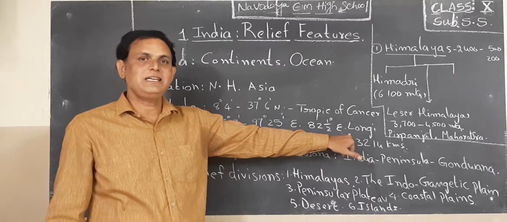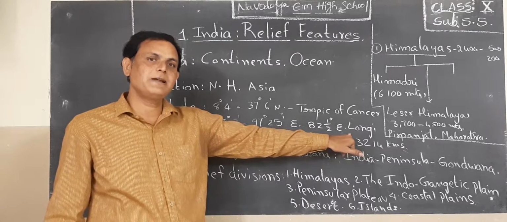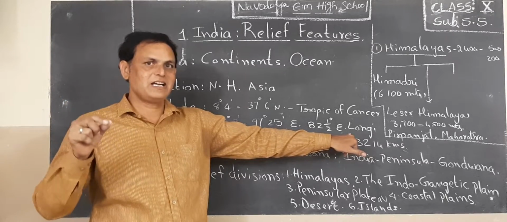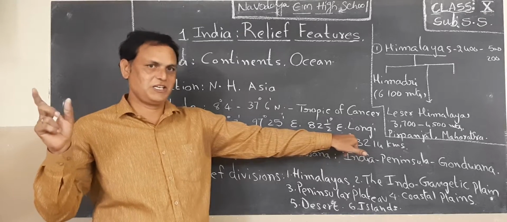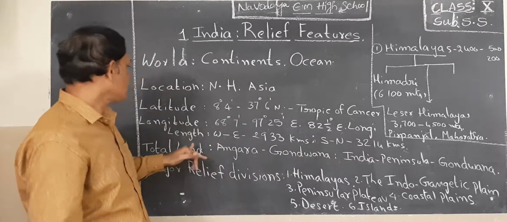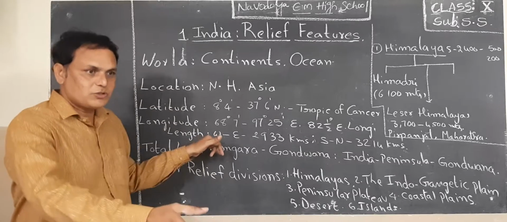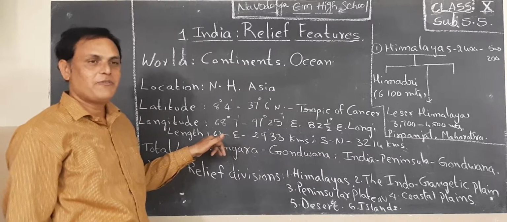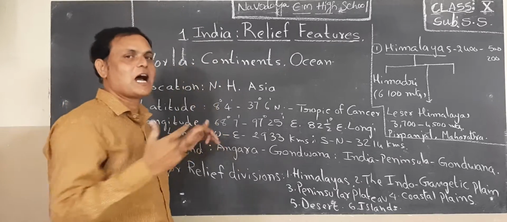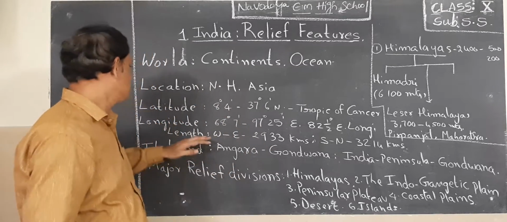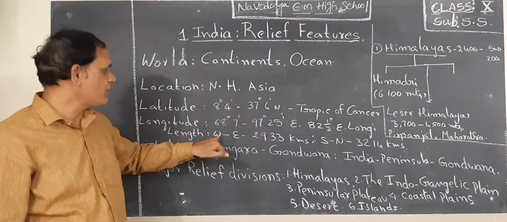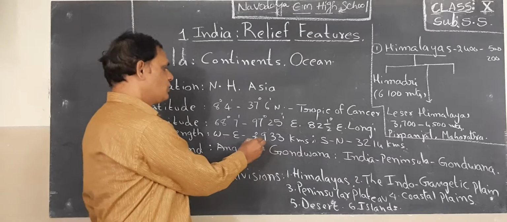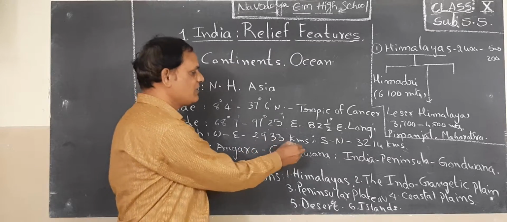What is IST? IST means what, children? Indian Standard Meridian Time. Now listen, length. From south to north, how many kilometers is our country? From west to east, how many kilometers is our country? I wrote it already, listen. From west to east, our country's length in kilometers is 2933 kilometers.